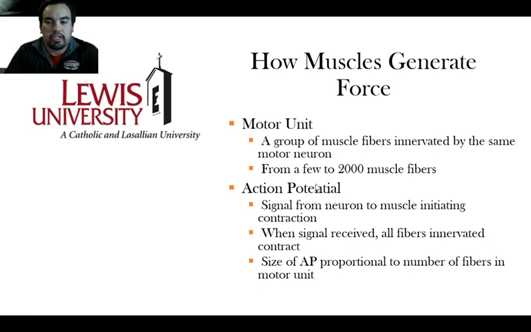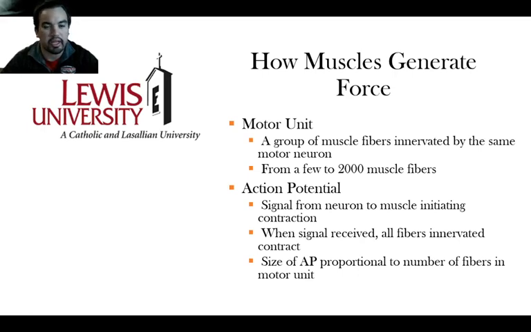So how do muscles actually generate the force that we ask them to provide? Well, it typically starts at the motor unit. The motor unit is a group of muscle fibers innervated by the same motor neuron. It can go from a few up to 2,000 muscle fibers in each motor unit. So you can see how that can be very specific or very broad in how each motor unit stimulates the amount of muscle fibers. Of course, that's directly proportional to how much force a muscle can generate.